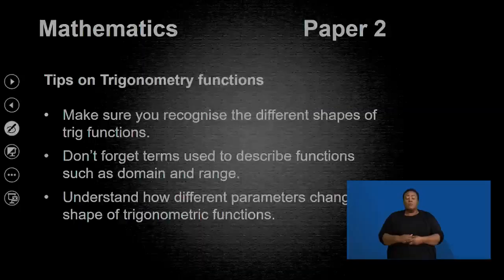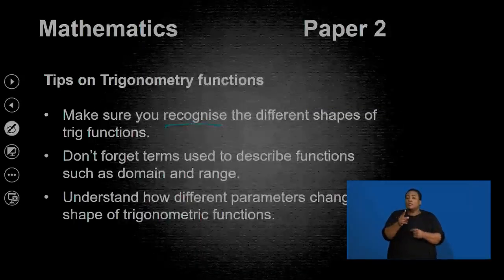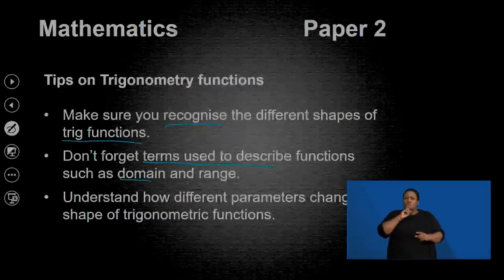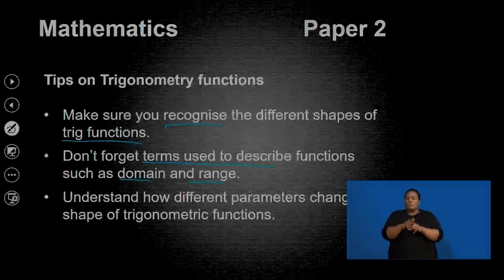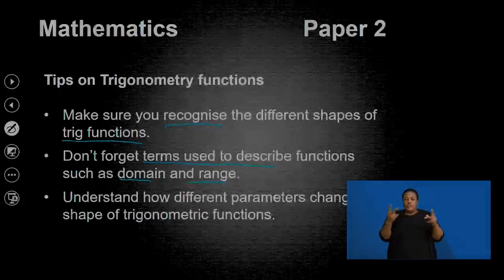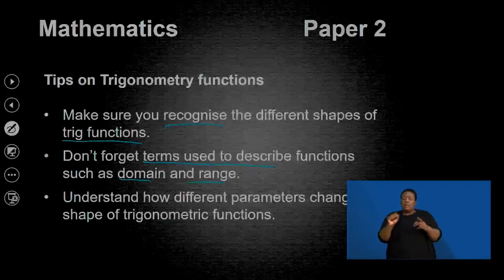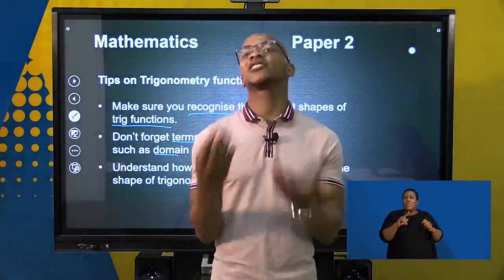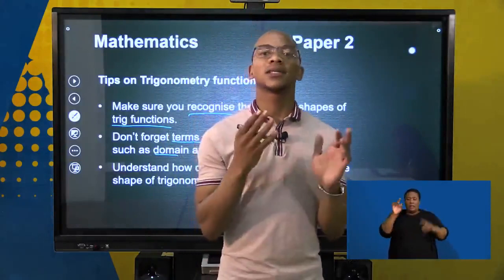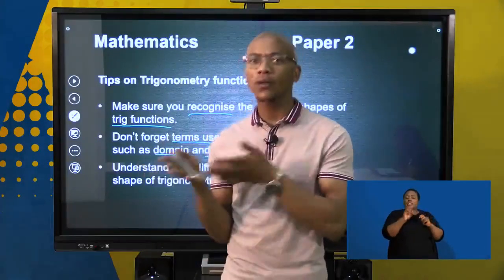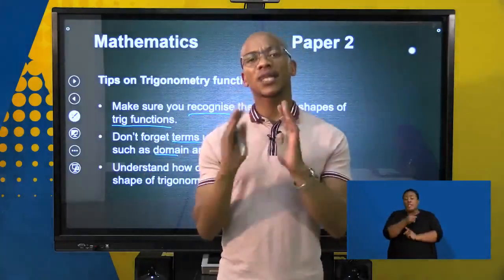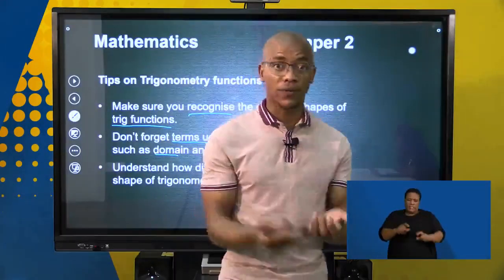So before we do that, you need to make sure that you recognize the different shapes of the trig function. Also, don't forget terms used to describe the functions such as your domain and your range. And then lastly, understand how different parameters change the shape of a trigonometric function. What do we mean? If they say it is shifted 1 unit up, what does that mean? What does that change? You need to know those things. If it is shifted 30 units to the right or to the left, what does that mean? What does it change? What stays the same and what changes? So those are the things that we really mean that you need to look out for.